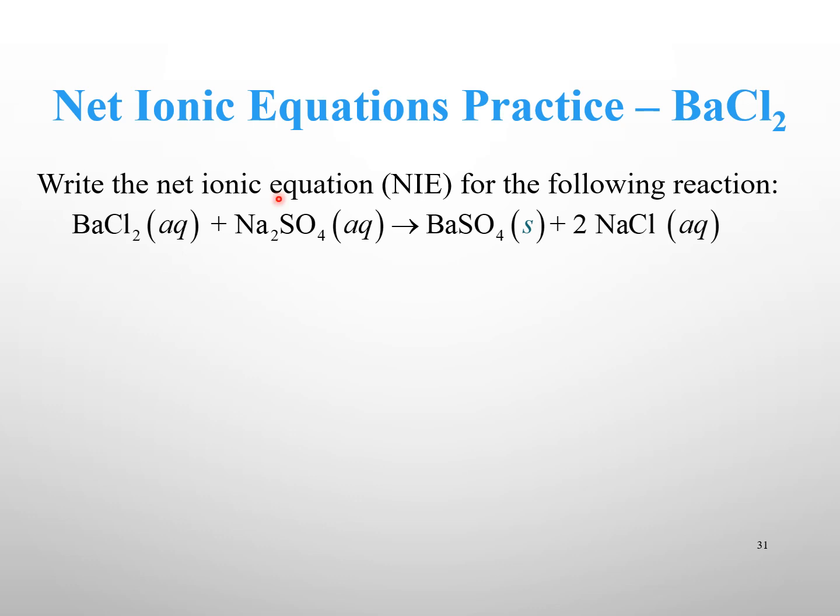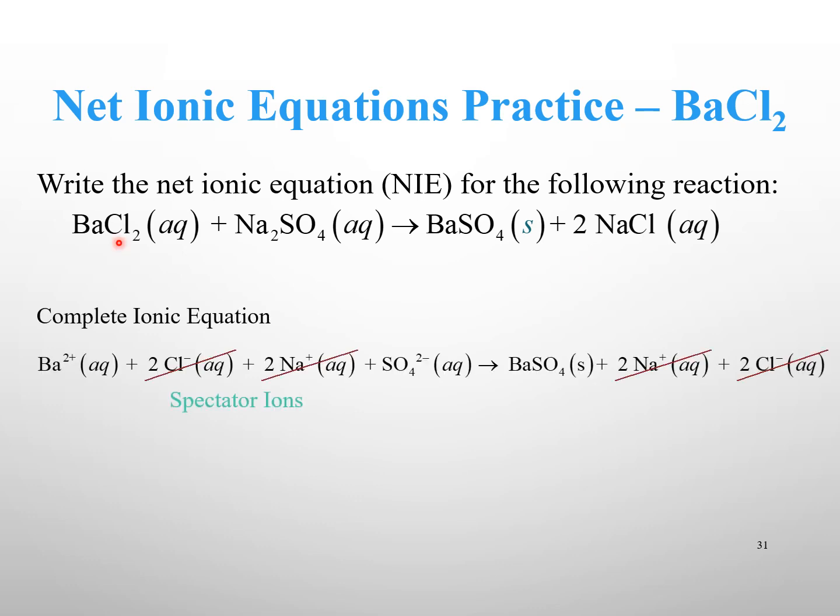So write the net ionic equation for the following reaction. You have BaCl2 and Na2SO4. So Ba will crisscross go to SO4, Na will go to Cl. So you have NaCl and you have BaSO4. To balance it, you must make sure you balance it and you end up with 2 by the NaCl.